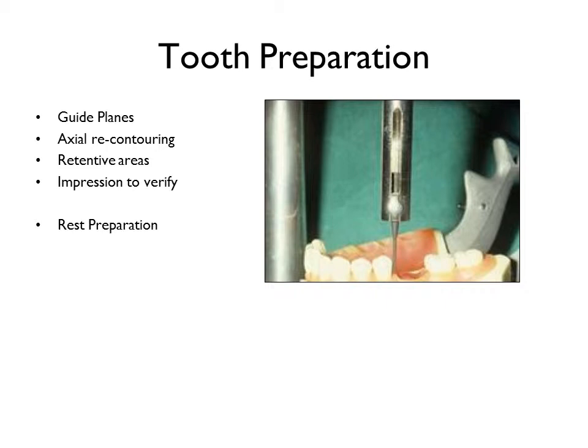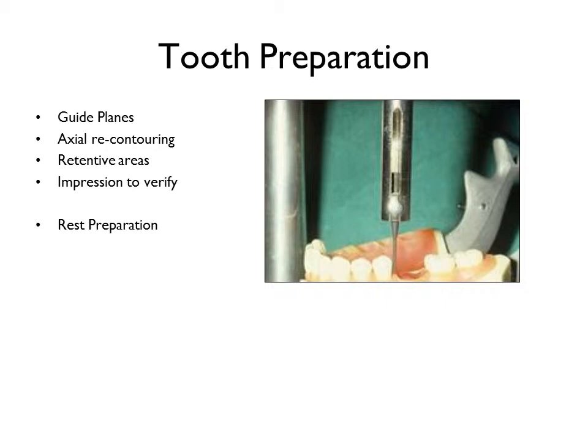If retention areas need to be prepared, it is usually a good idea to verify that retention is attainable by preparing the retention on the stone cast first, verifying that the proposed path will permit it. If such a preparation may be verified on the stone cast, then the preparation may proceed in the mouth.